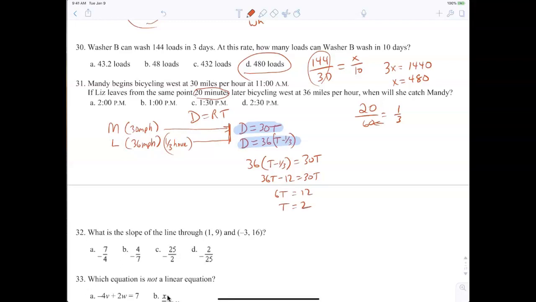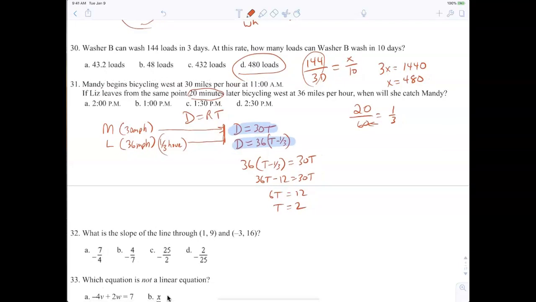So Mandy will be riding for 2 hours. And let's see what it says. When will she catch Mandy? Well, she'll be riding for 2 hours, right? So she left at 11 a.m. So in 2 hours, that'll be 1 p.m. Please review that. That one's on the test too.